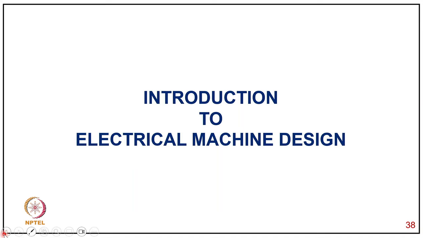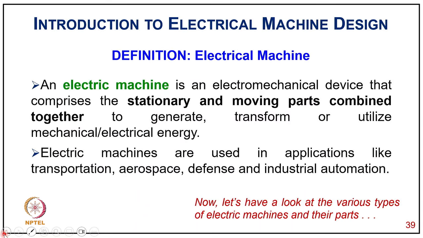Now we like to give an introduction to electrical machine design to start with. Well, to start with the definition of electrical machine design, an electrical machine is an electromechanical device that comprises stationary and moving parts combined together to generate, transform or utilize mechanical and electrical energy. So electrical machines are used in applications like transportation, aerospace, defense and industrial automation.